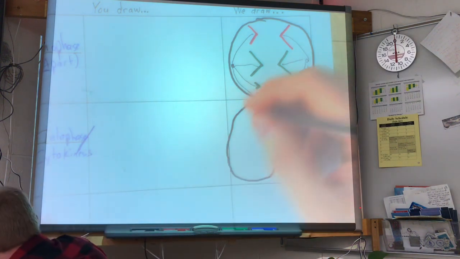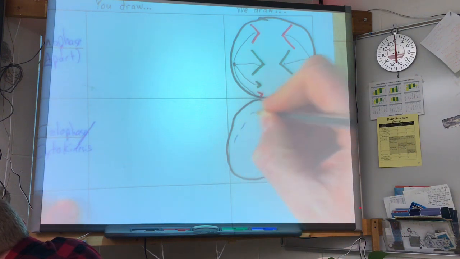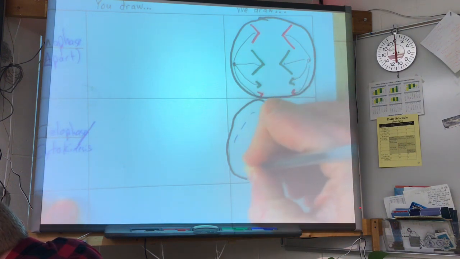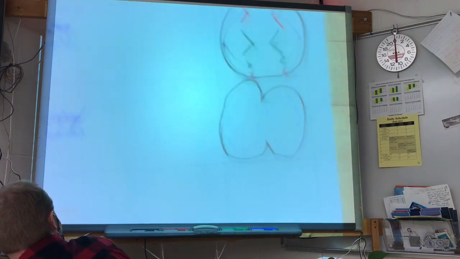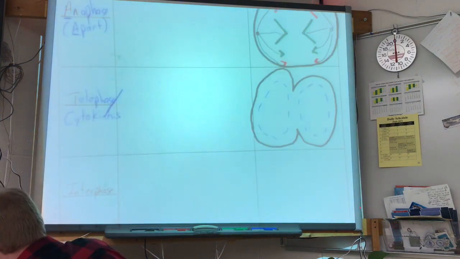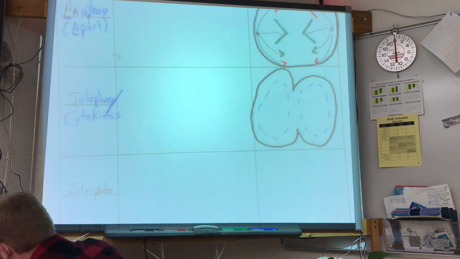So in interphase to prophase, the nucleus dissolved. Now what we have to do is replace, rebuild, restore the nucleus. Now these are each going to be their own separate cells, so therefore they're each going to have a nucleus that goes along with it. Our chromatin is going to go to our chromosomes, are going to go to chromatid.